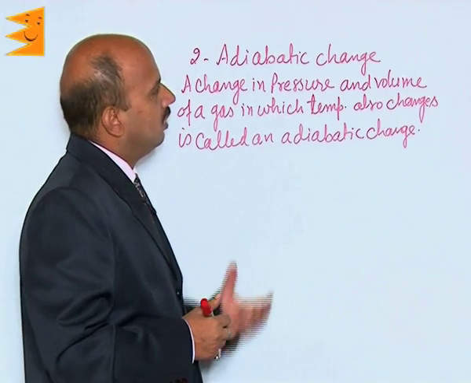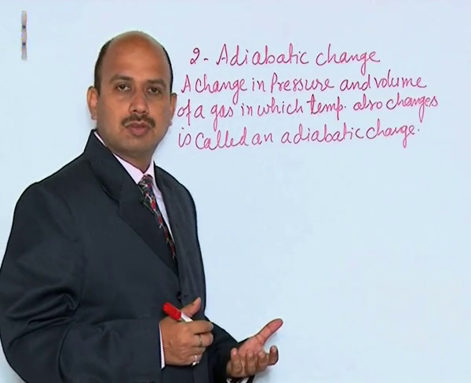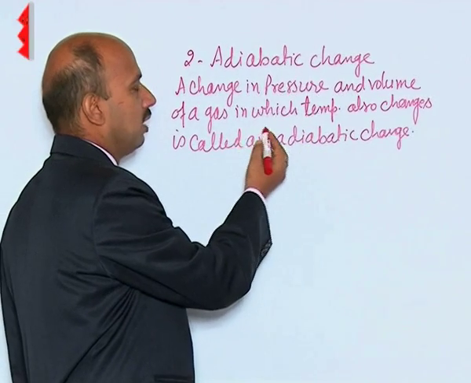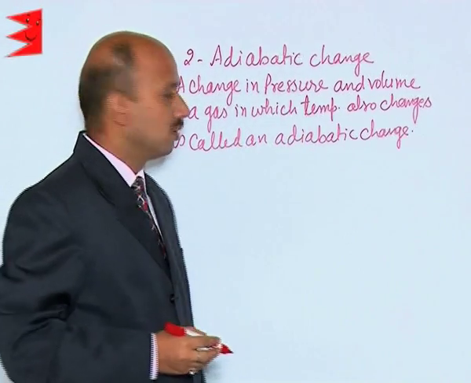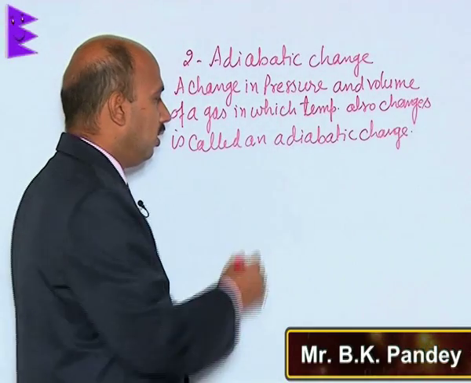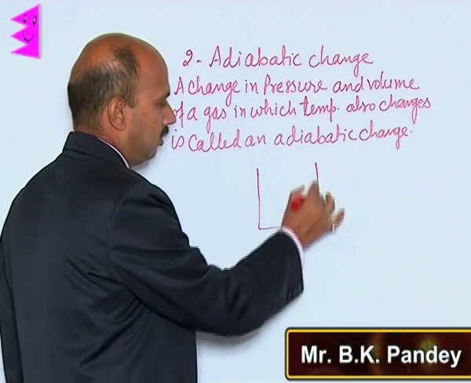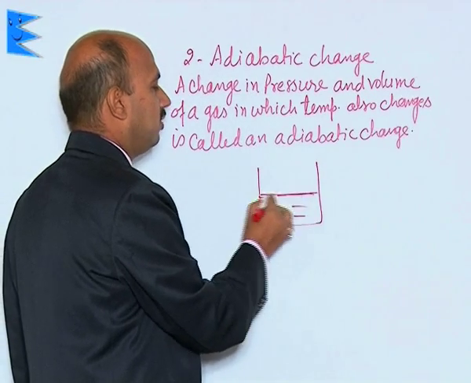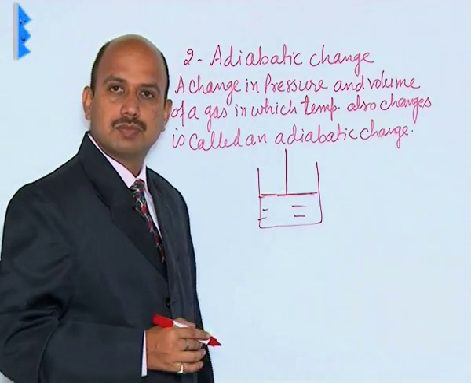Now see here, what is an adiabatic change or adiabatic process? A change in the pressure and volume of a gas in which temperature also changes is called an adiabatic change. So see here, if you have taken a gas in a cylinder, an ideal gas, and a frictionless piston is fitted here.